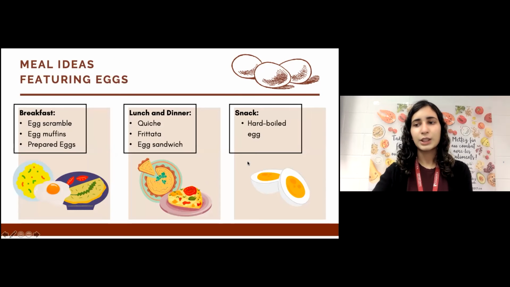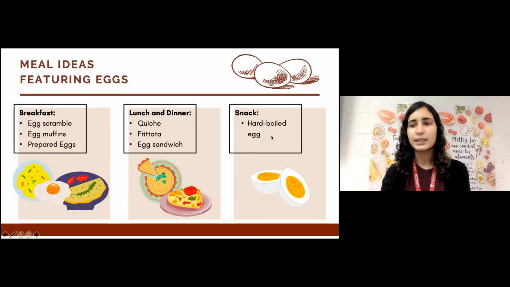And here are some suggestions for other ways to incorporate eggs into your diet. At breakfast, they can be scrambled, made into muffins, or simply prepared, for example, as an over easy egg. At lunch and dinner, some ideas for meals could include quiche, frittata, or an egg salad sandwich. Eggs can also be boiled and then prepared ahead of time in order to be conveniently consumed as a snack. And they can just be kept in the fridge and on hand for whenever they're needed.